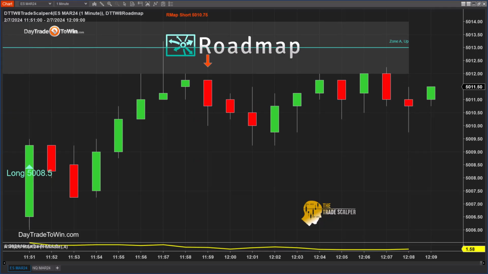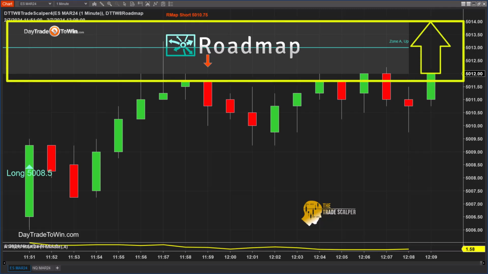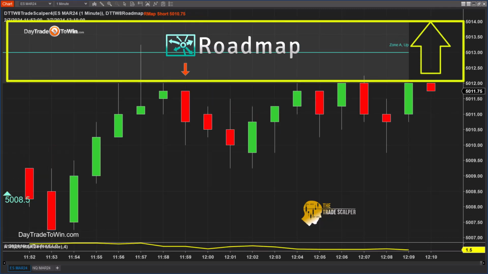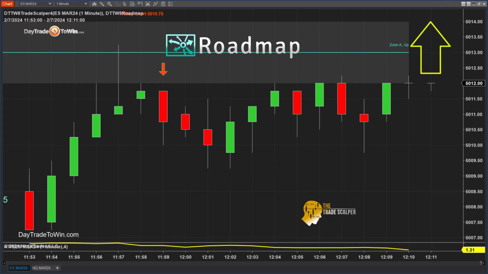Now, as you can see, we're kind of going sideways here at the moment. I'm going to give you a tip here. If the market goes up beyond the roadmap box, that zone, 5,014, if it breaks that, it's a long entry, because that zone is no longer relevant. So before going long, we have a visual reference. Be patient, wait to go long once it breaks outside 5,014, which is where the roadmap zone is.